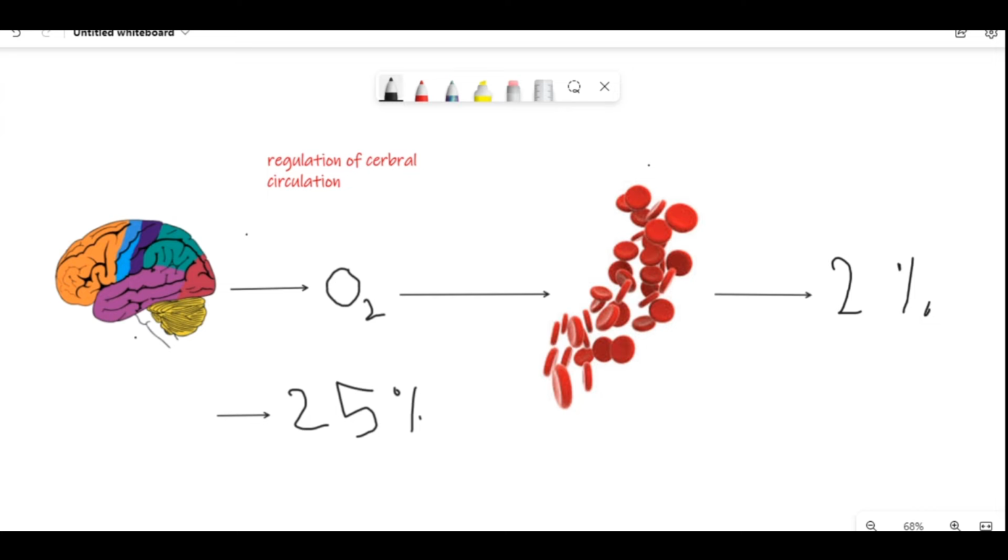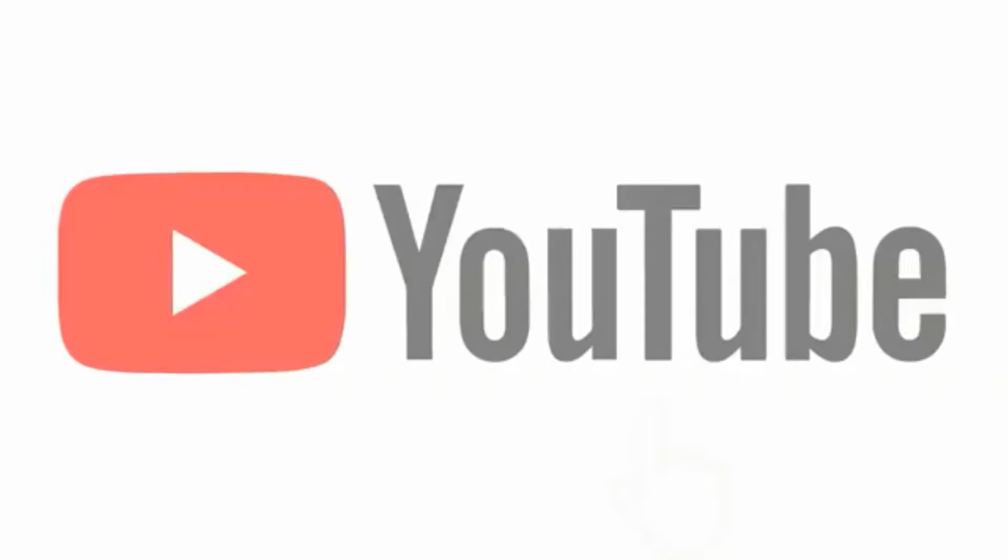The brain needs a very strict regulation of the blood that is coming into the cerebral circulation, and that is mostly auto-regulated by the brain environment. The blood flow of the brain remains constant at a mean arterial pressure of 65 to 140 millimeters of Hg.